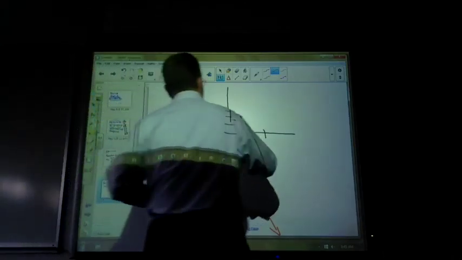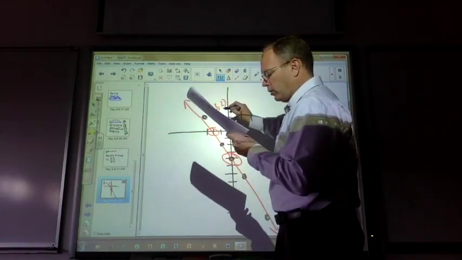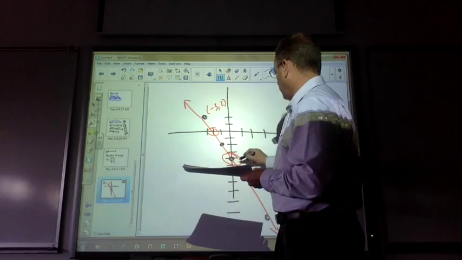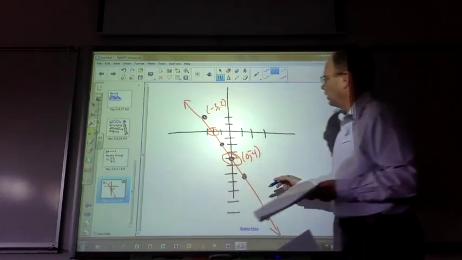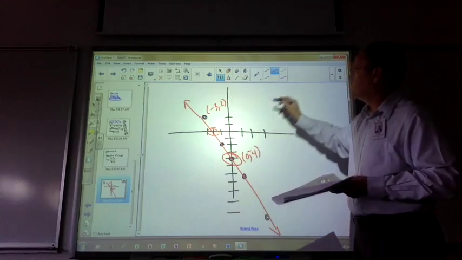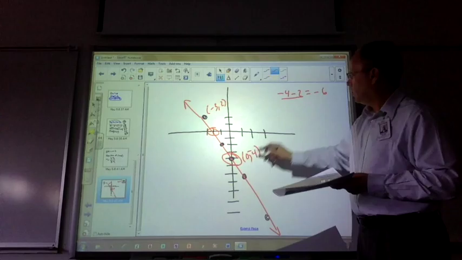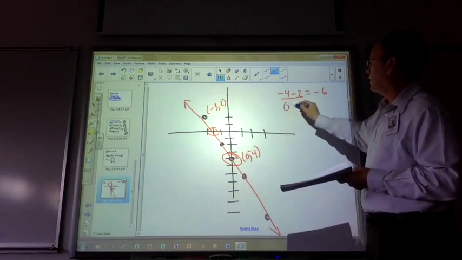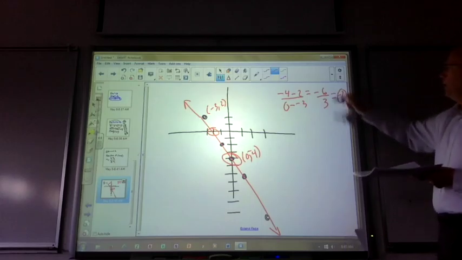So negative 3 gave us 2, and 0 gave us negative 4. Correct? So rate of change, negative 4 minus 2 is equal to negative 6 over 0 minus negative 3, which is positive 3, so that's negative 2. That's my rate of change.